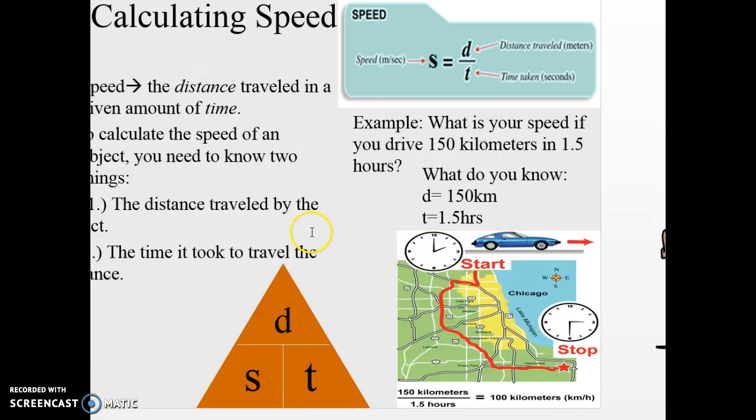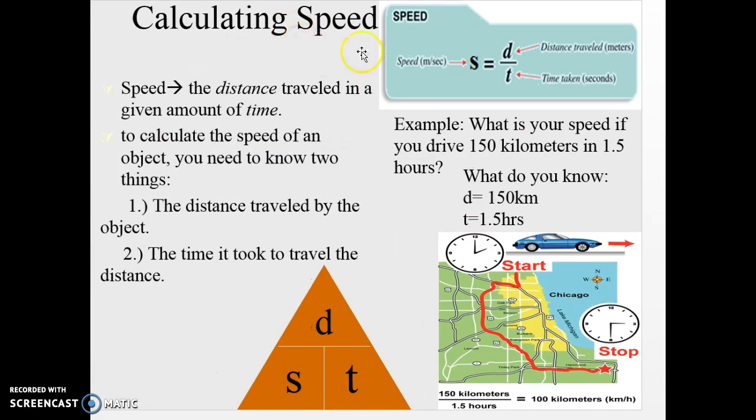Okay. Again, calculating speed. Speed is distance divided by time. Remember, distance doesn't necessarily just have to be in meters. It can be in another unit, but if that unit is not in the metric system, you have to convert. And then your time, again, needs to be in seconds. So distance divided by time.